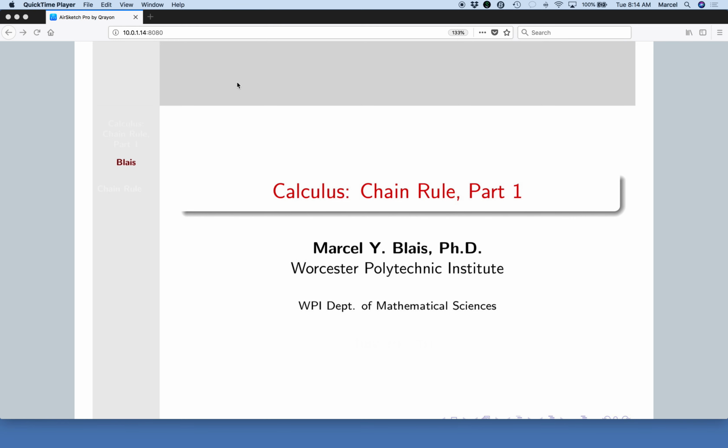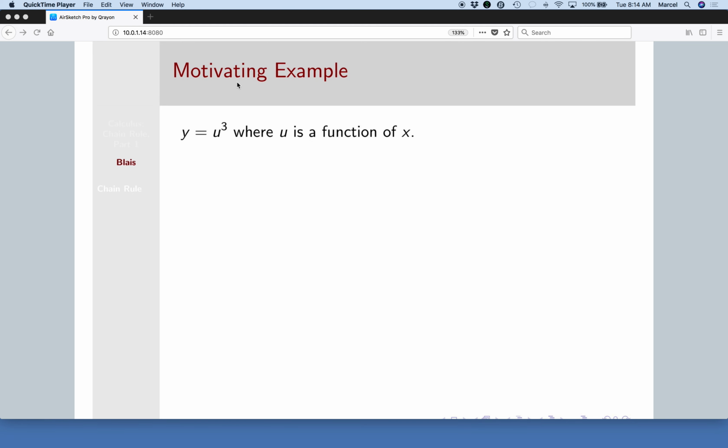In this lecture, we will examine the concept of the chain rule. And we start with a motivating example. The key thing to think of with chain rule is intermediate variables. So here we have an independent variable x, an intermediate variable u, and then a dependent variable y.